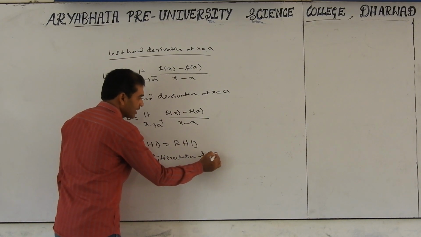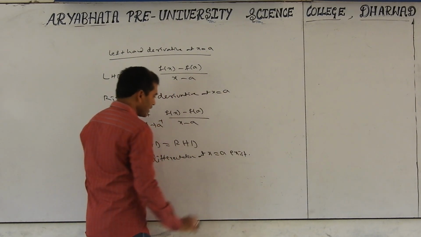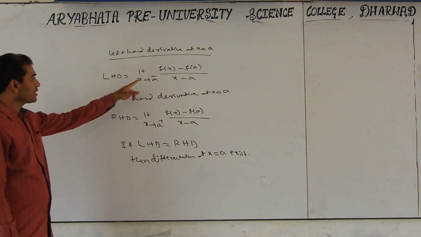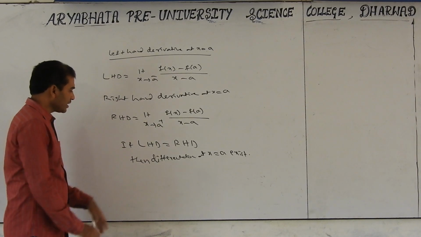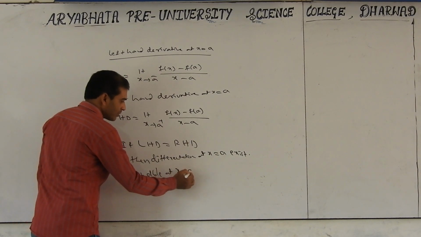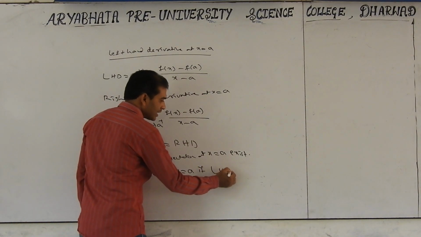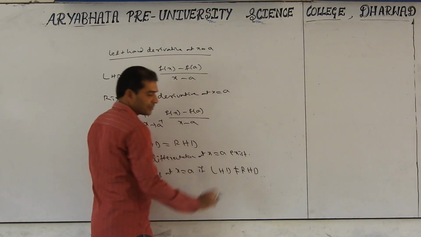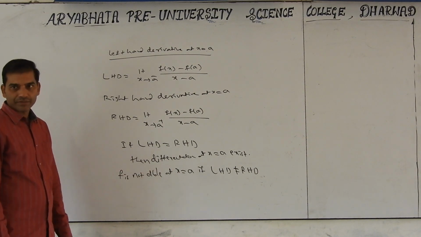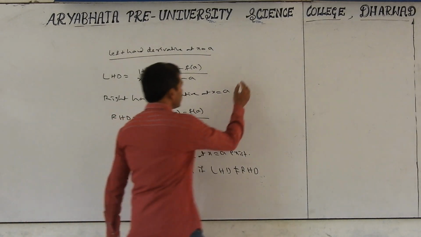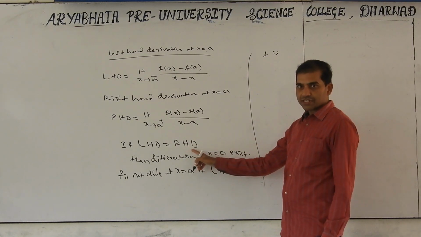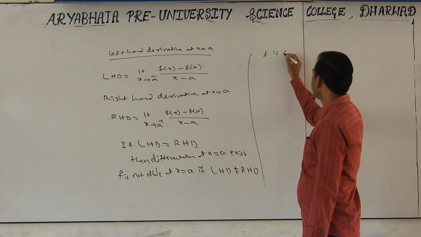Differentiation at x equal to a exists. If LHD is not equal to RHD, then f is not differentiable at x equal to a. That is, if the left hand derivative is not equal to the right hand derivative, then f is not differentiable at x equal to a. When LHD equals RHD, differentiation exists at x equal to a.